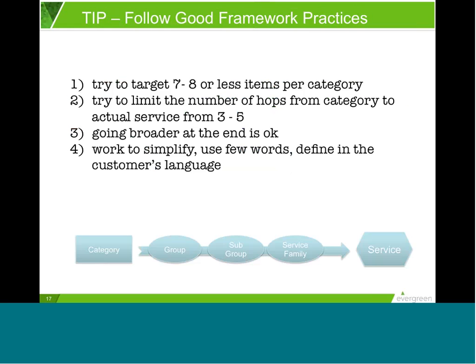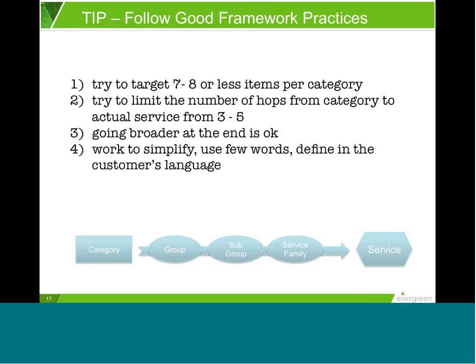Here's some good general framework best practices to follow. Try to target 8 or fewer selections per category, which I mentioned, and try to limit the number of hops from the highest level category down to the service to somewhere in the 3 to 5 range. These two trade off each other, as the schema is really a balancing exercise in breadth and depth.